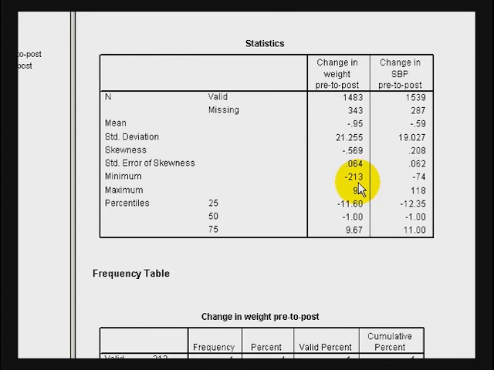The minimum, we had one person that lost 213 pounds, another person who gained 96 pounds. We had another person whose blood pressure went down by 74 points, and another person whose blood pressure went up by 118 points. If you look at the 25th, 50th, and 75th percentile, you see that this minus 1 and this minus 0.95 are very close to one another, so the median and the mean are very close. 25% of the study subjects lost 11 pounds or more, and 75% gained almost 10 pounds or more.